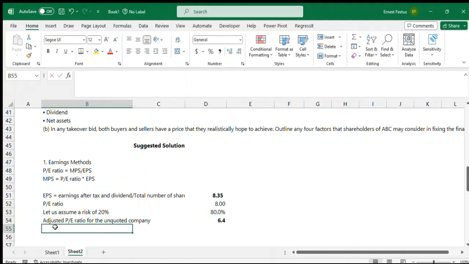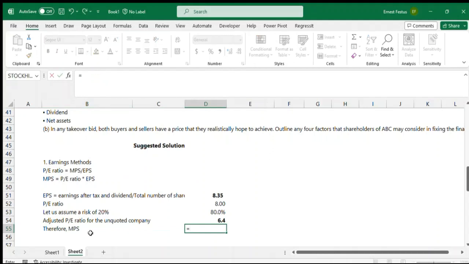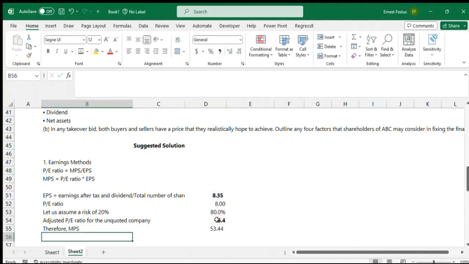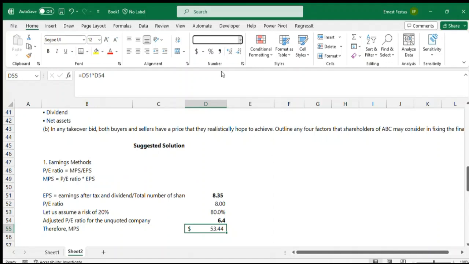So we write therefore, MPS. Our MPS will be equal to the 8.35, which is our EPS, multiplied by our PE ratio, and that is 53.4, and this is actually in dollars. Let me format it as a currency instead. Alright, so that is it there.